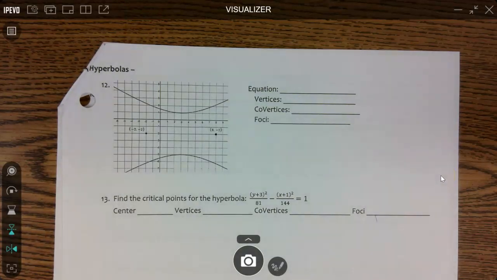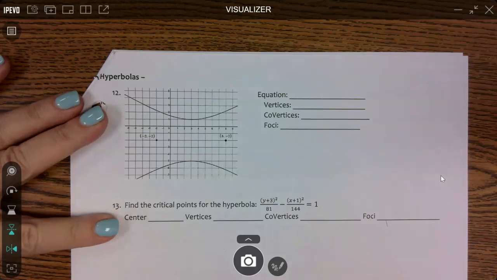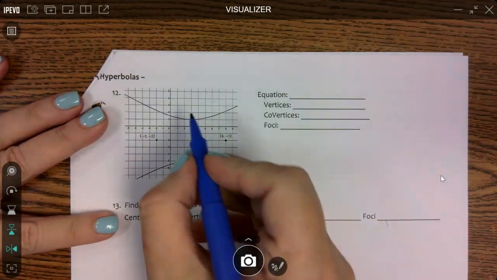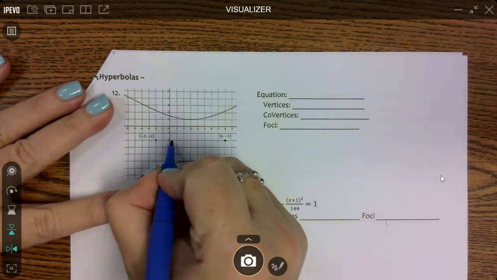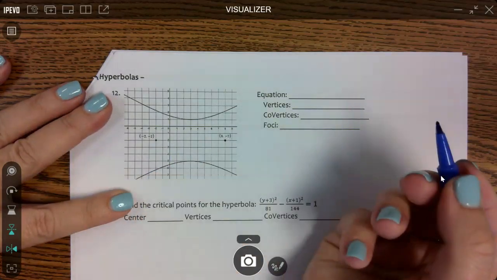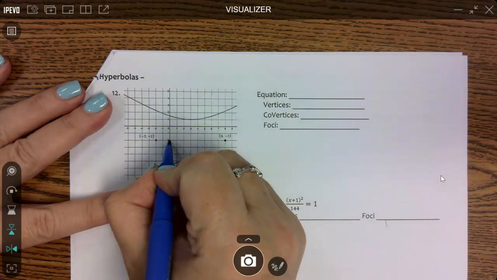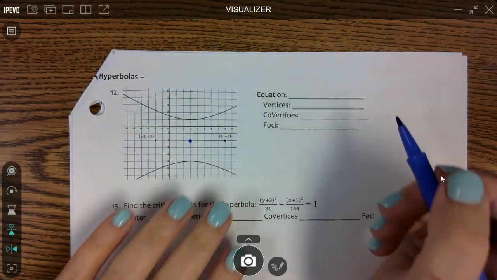Hey guys, so here's the hyperbolas. What we want to do is again find the center. We have these dots already, so let's count. Oops, forgot my glasses. Okay, so 1, 2, 3, 4, 5, 6, 7, 8, 9, 10. Half of 10 is 5. 1, 2, 3, 4, 5. So there's my center.